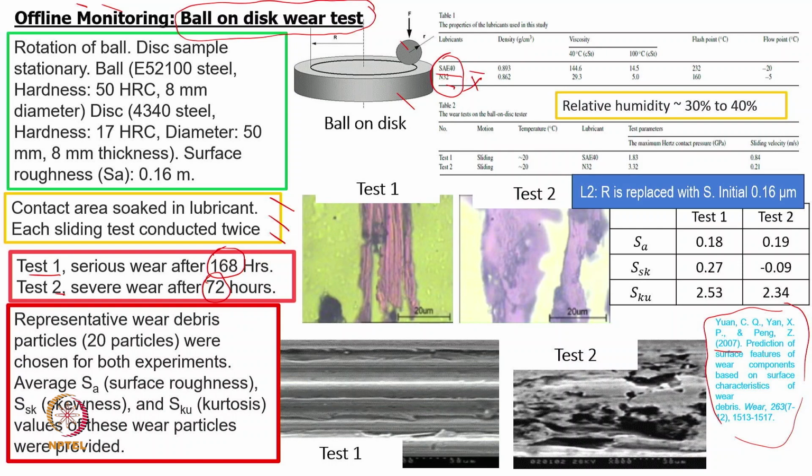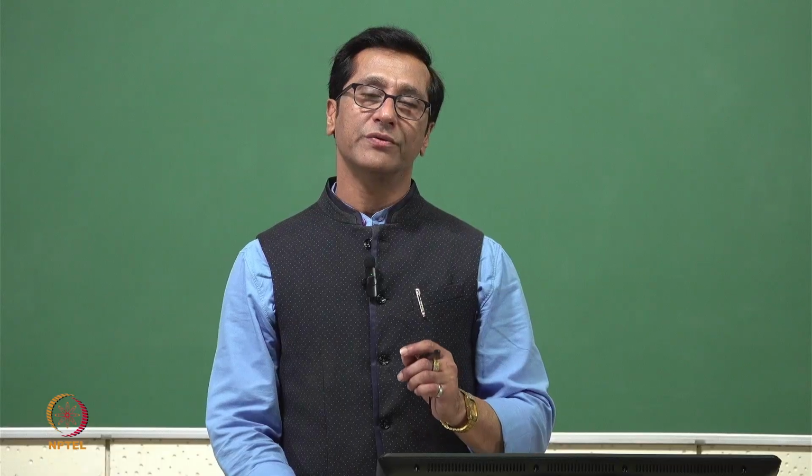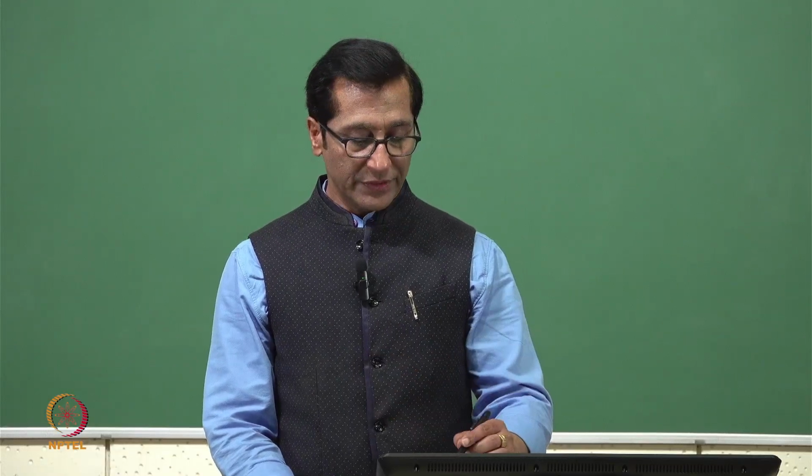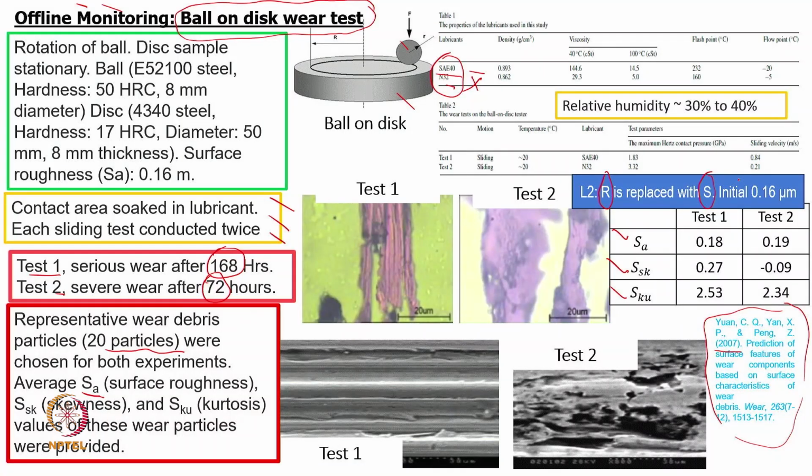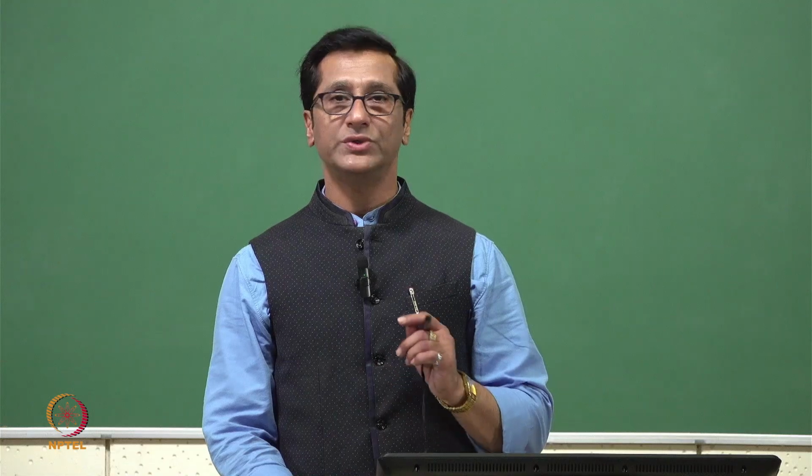Of course, how they judged it: they collected 20 wear particles from each experiment, and then they measured the surface roughness features, and they have Sa, skewness and kurtosis. Earlier in lecture 2 we used the letter R, particularly when we use the profilometer and go with a 2D measurement. When we go with a 3D surface profilometer, then we will be using S.